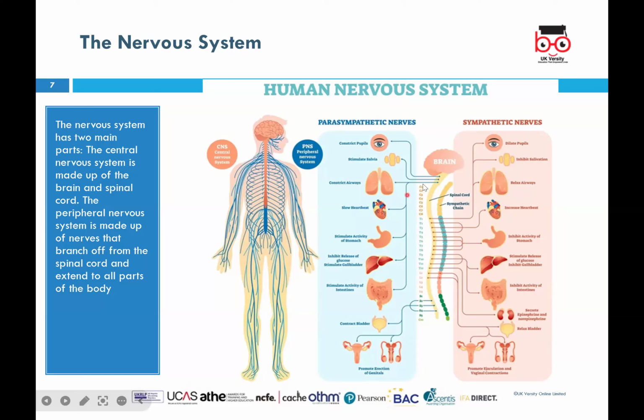So let's talk about the parasympathetic nerves. For instance, what is their function? They constrict your pupil. Your eyes, the inner ball of your eyes, goes constricted. That's the function of the parasympathetic nervous system. That is when, because of certain conditions, your pupils constrict.